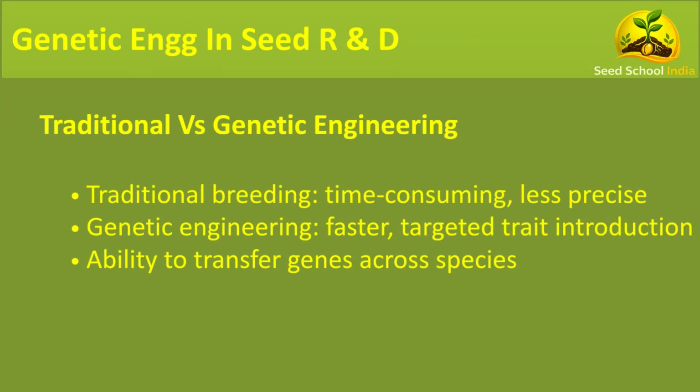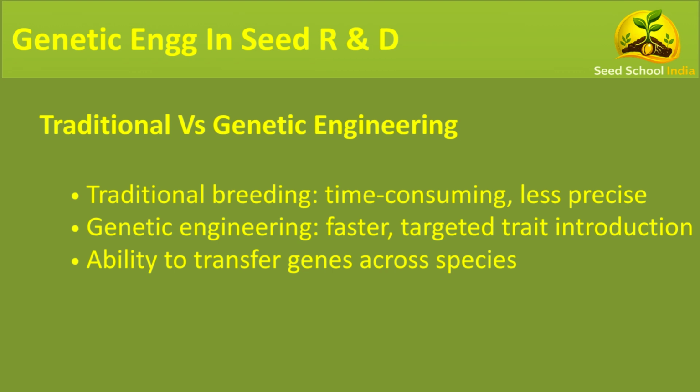Traditional plant breeding has been practiced for centuries and has contributed significantly to crop improvement. However, it has limitations such as long breeding cycles and lack of precision. Genetic engineering overcomes these limitations by allowing the direct transfer of specific genes into plants. This not only speeds up the breeding process but also enables the introduction of traits that may not be available within the species.